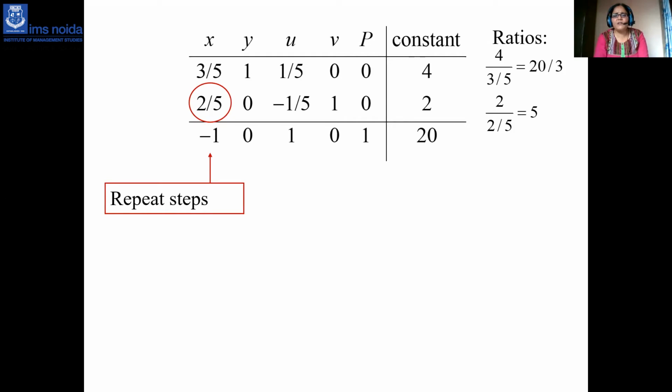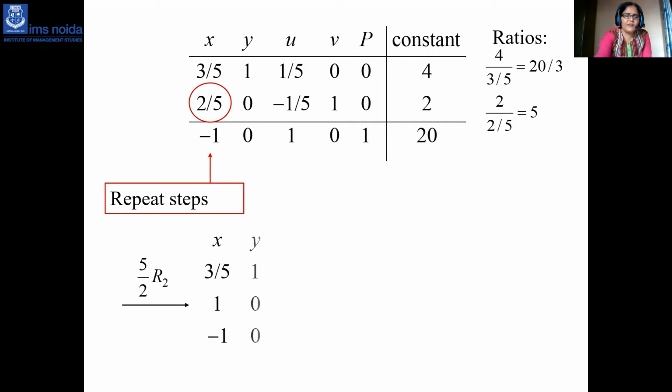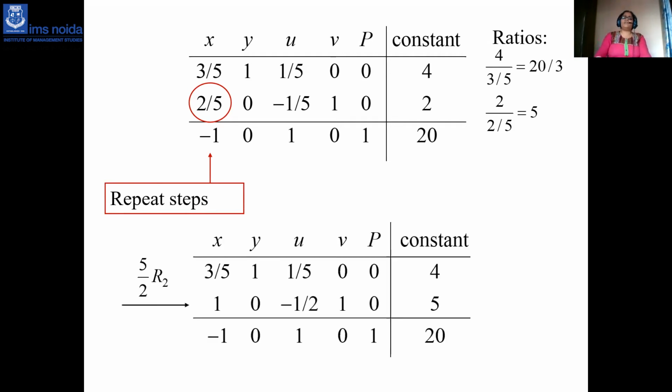These are the same steps we followed in the first iteration. So 2/5 is your key element in the second iteration. Now divide throughout the row where 2/5 lies by 2/5: 2/5 by 2/5, 0 by 2/5, -1 by 2/5, 1 by 2/5. Everywhere you have to divide by 2/5. So now you can get the values like this.